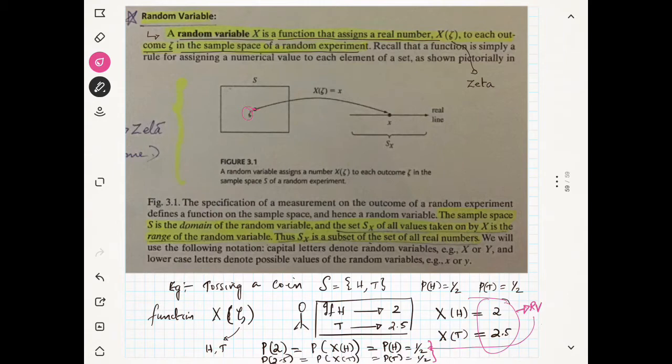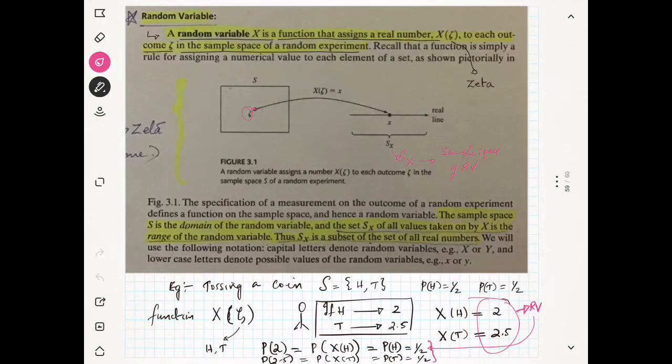Then I will get another sample space, which is nothing but X. You can see it is a sample space of the random variable, and the probability of this random variable will directly depend upon the original outcomes, zeta. So this is what the random variable is. We will see an example.